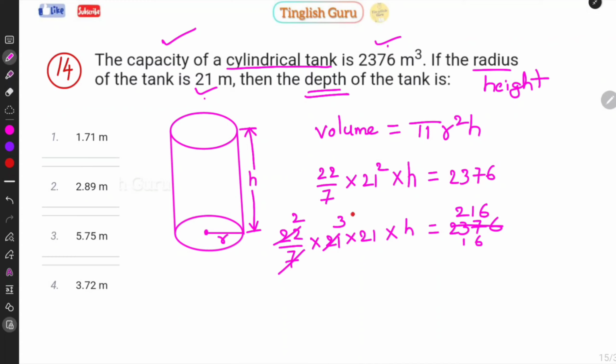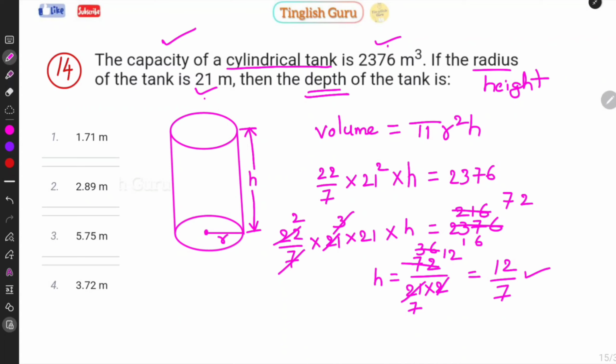Next, cancel with 3: 3 7s, 3 2s, and what are we left with? h is equal to 72 divided by 21 into 2. Cancel with 2 also, 2 3s are 6, and cancel again with 3: 3 sevens, 3 12s. So our final value is 12 by 7. On solving this, we will get 1.71. So they have just made a calculation to waste your time.